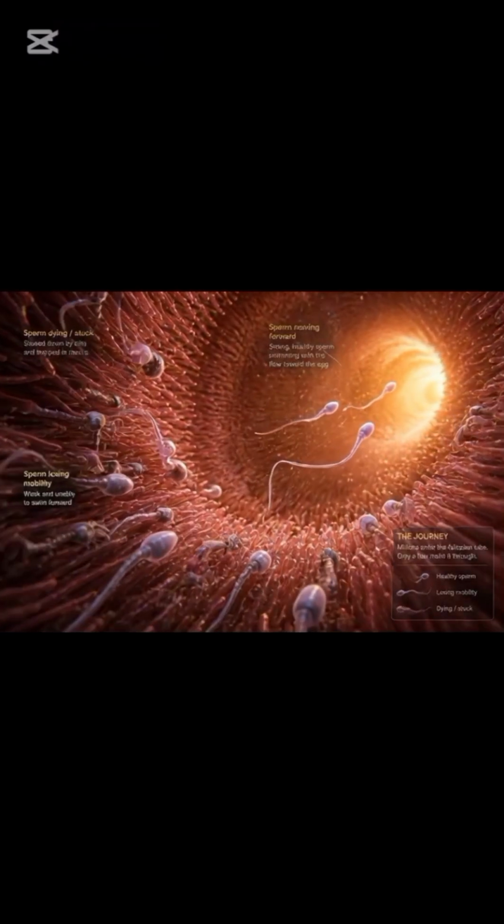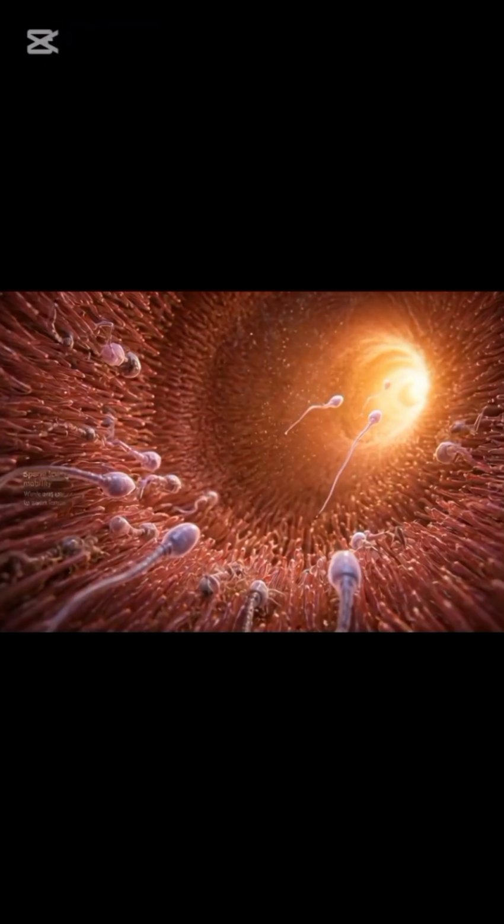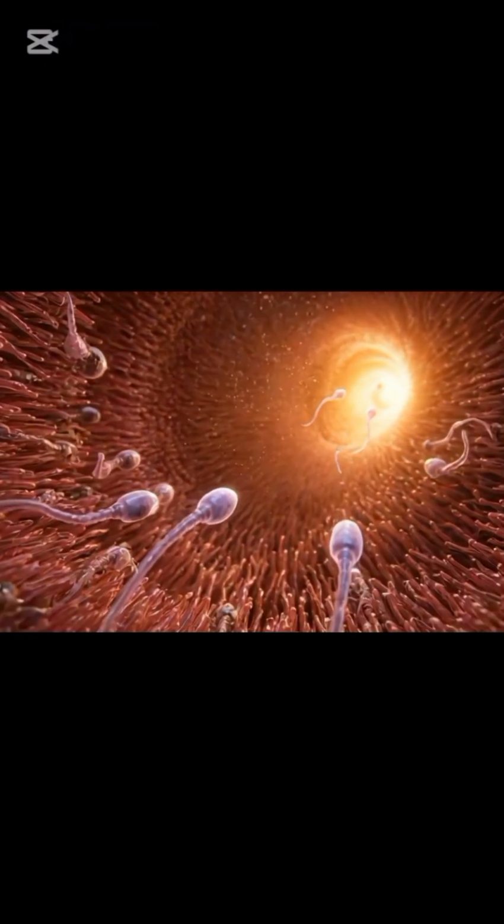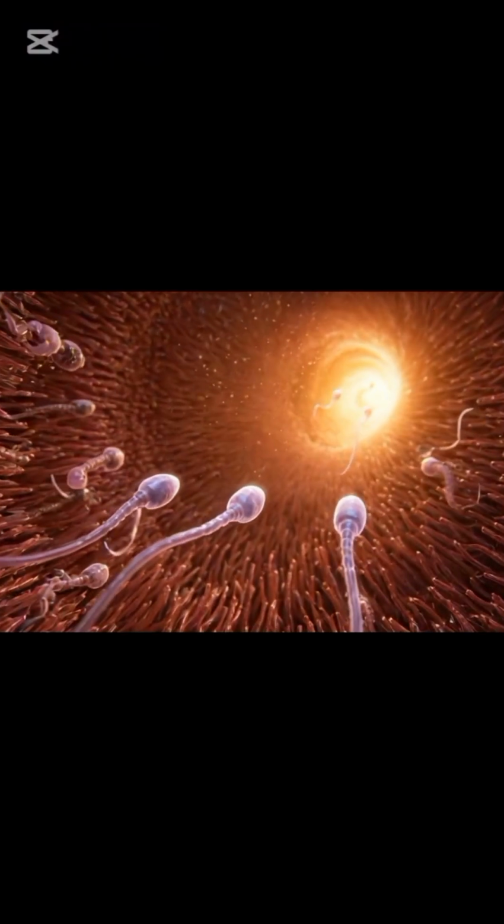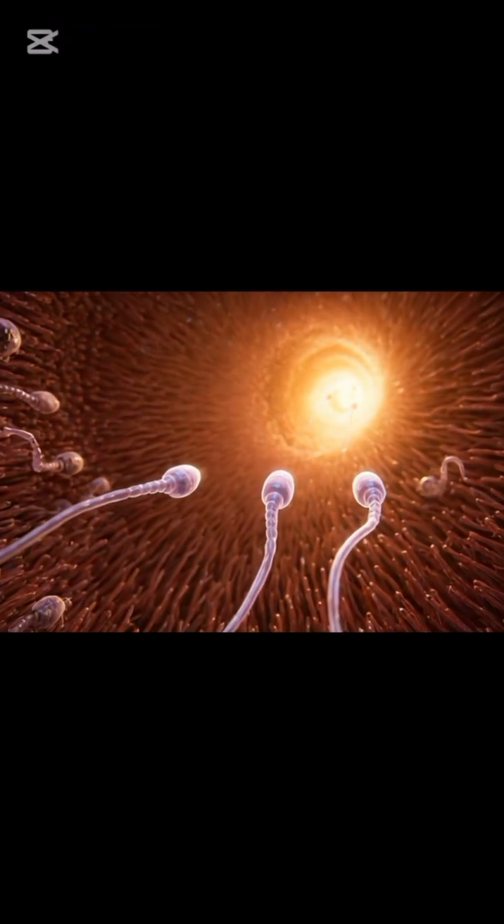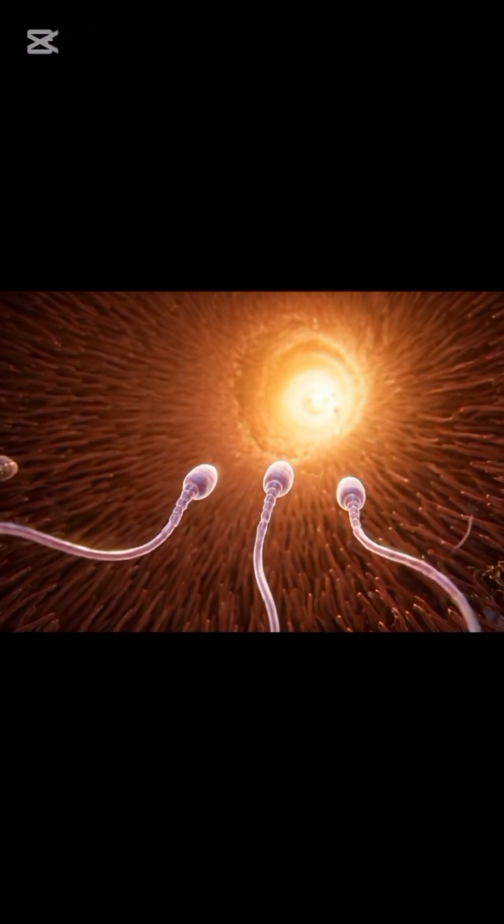Sperm deposition in transit. Simultaneously, hundreds of millions of spermatozoa are deposited into the vaginal canal. A mature spermatozoon consists of a head containing condensed haploid DNA, a midpiece packed with mitochondria for energy production, and a flagellum for motility. The vaginal environment is highly acidic, with a pH of roughly 4.0, which is lethal to sperm. Seminal fluid acts as an alkaline buffer to temporarily neutralize this acidity.